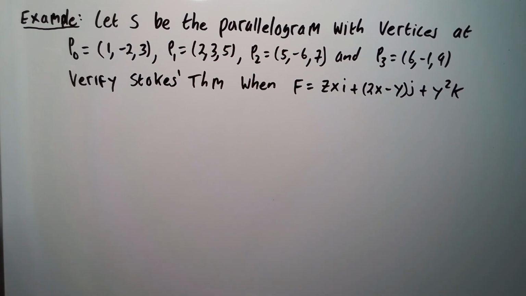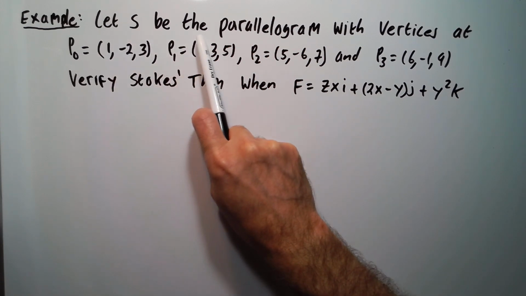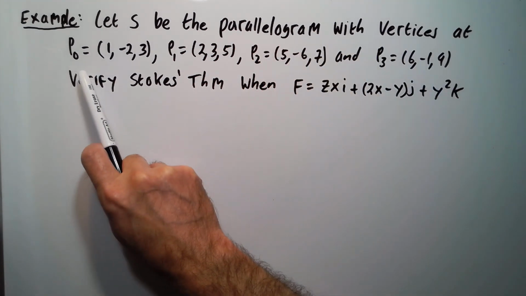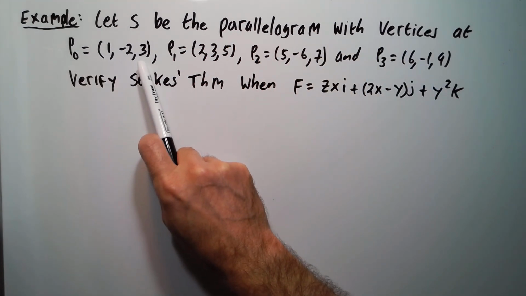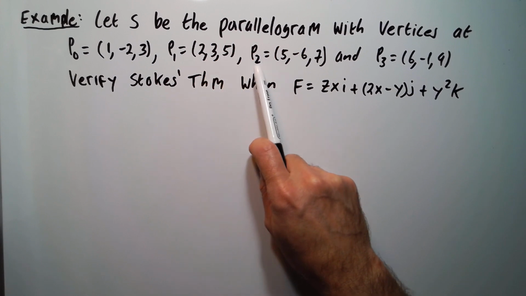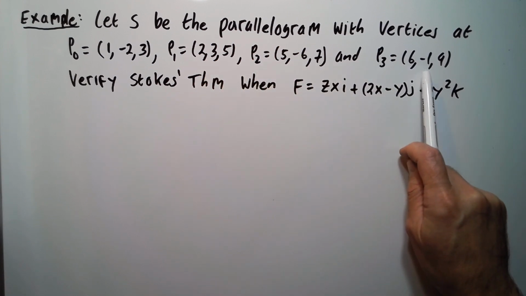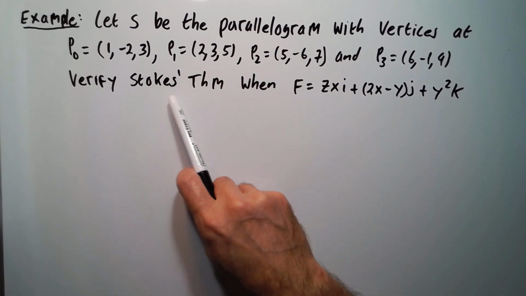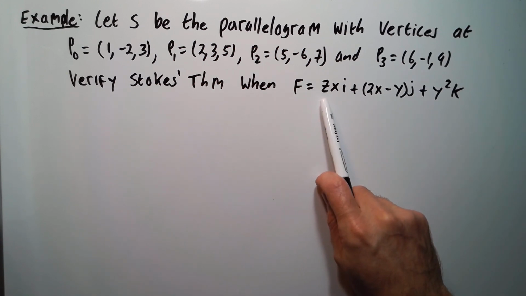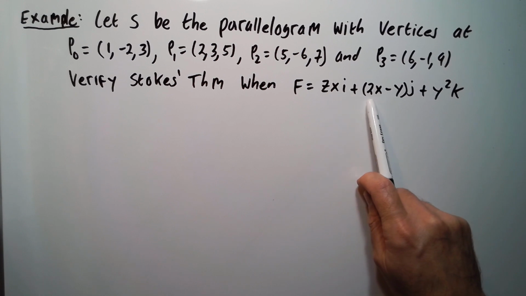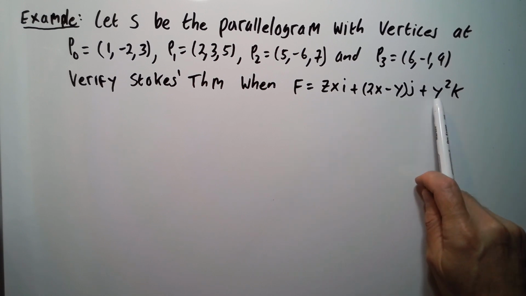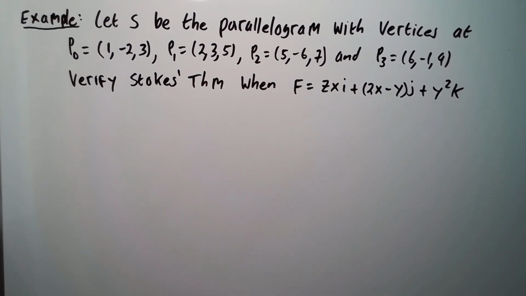Okay, so let's do an example. Let S be a parallelogram with vertices at P0 = (1, -2, 3), P1 = (2, 3, 5), P2 = (5, -6, 7), and P3 = (6, -1, 9). Verify Stokes' theorem when F is z in the i component, plus 2x minus y in the j component, plus y squared in the k component.